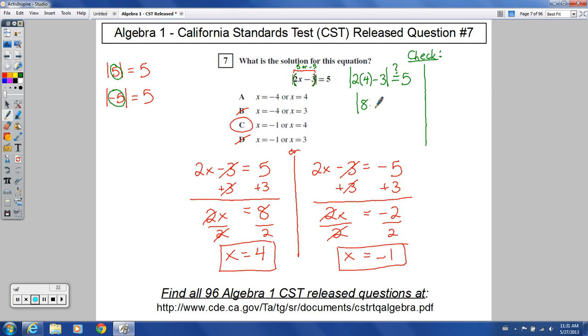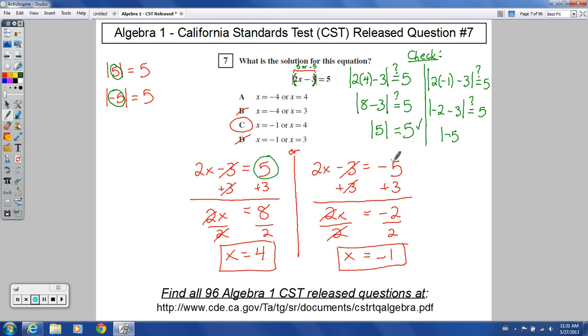So I've got 8 minus 3. Absolute value of that, does that equal 5? Well, 8 minus 3 is 5, and the absolute value of 5 equals 5. That checks out. I can do the same sort of thing with negative 1 to see if that also works. So I'll put a question mark above that first. This would be negative 2 minus 3. What's negative 2 minus 3? That's negative 5.